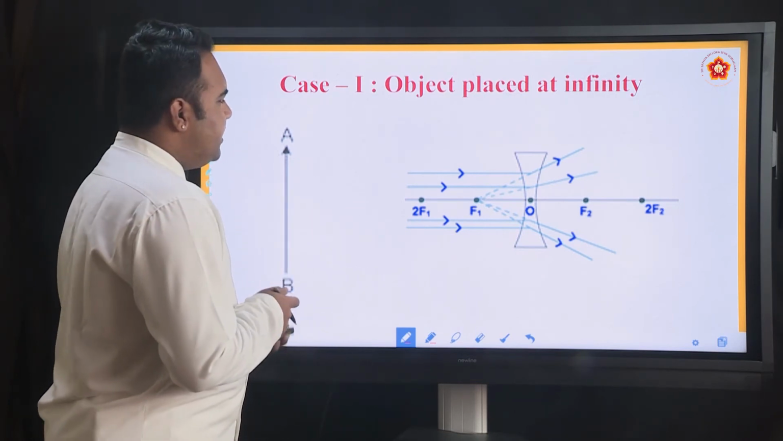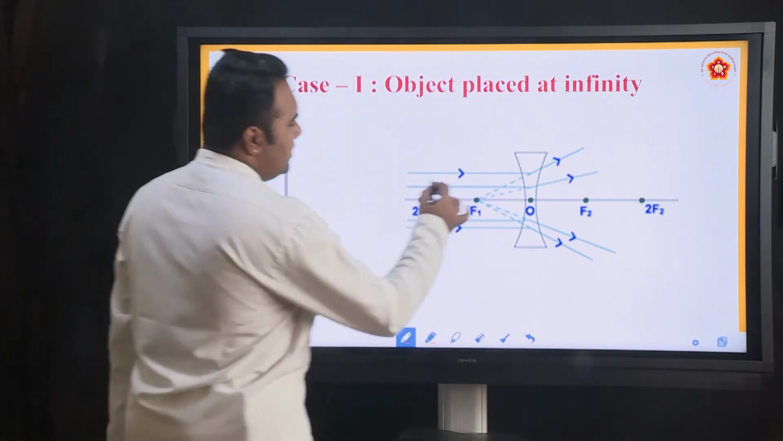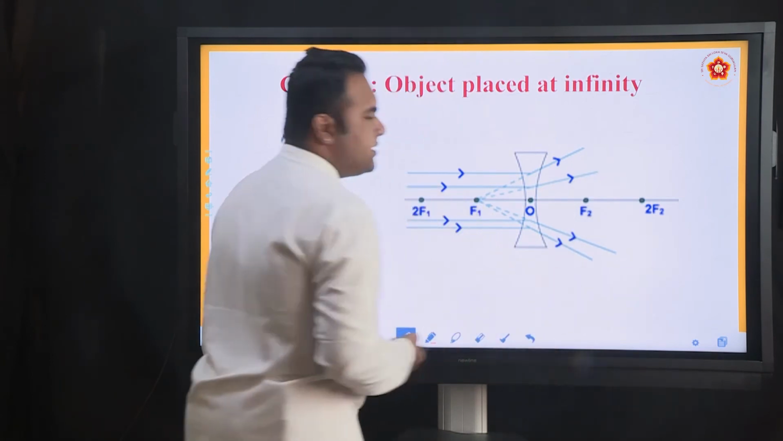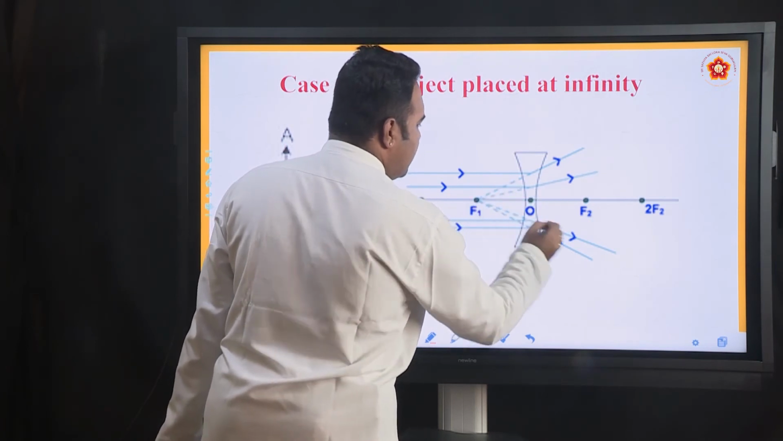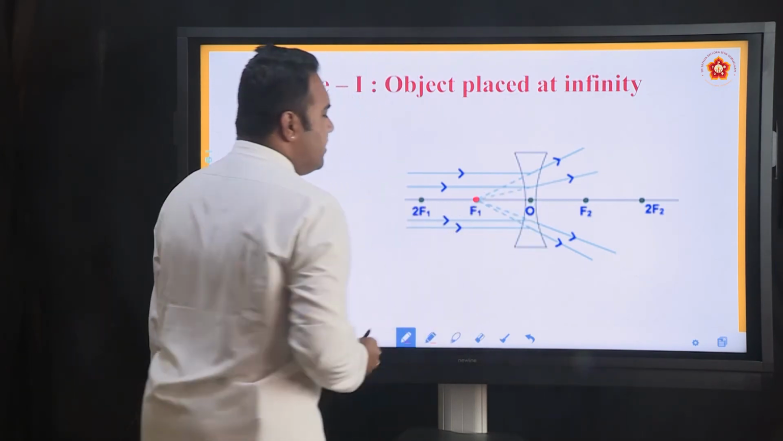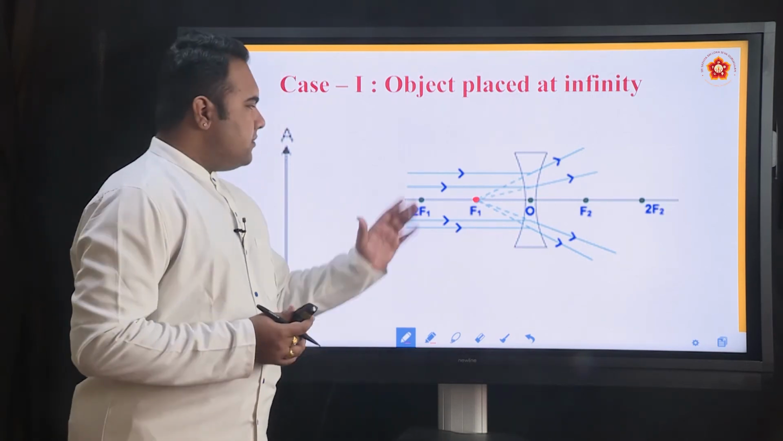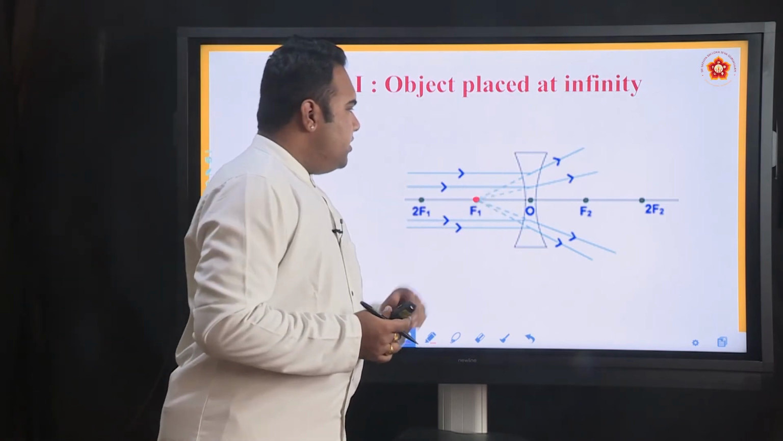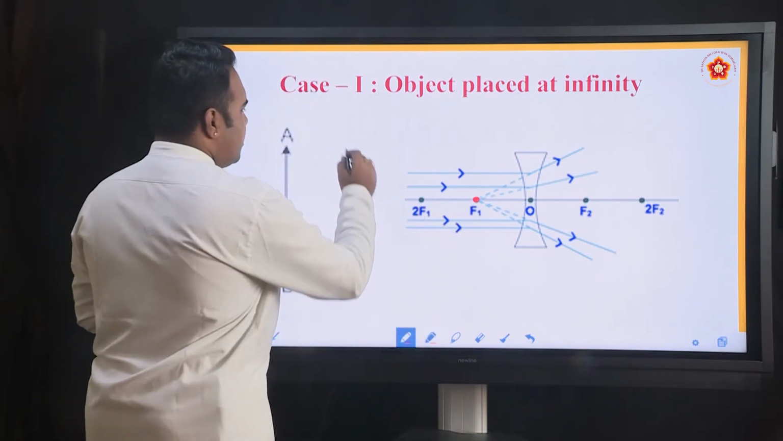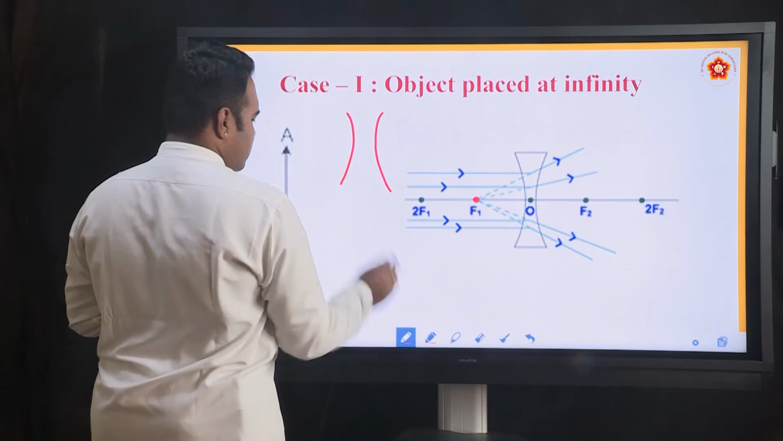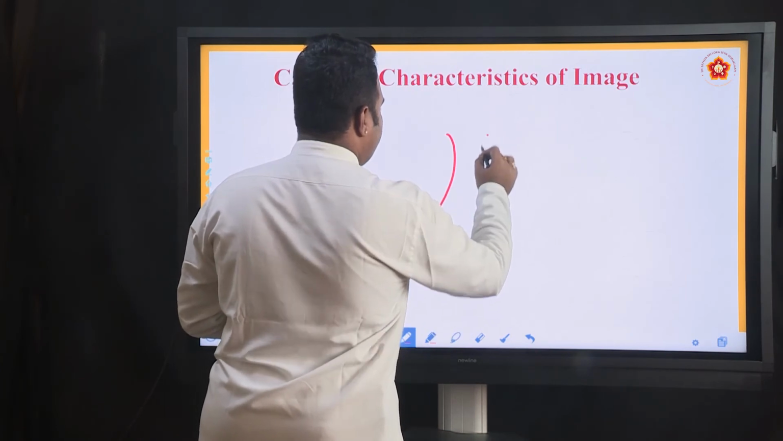Object is placed at infinity. What happens? All the parallel rays of light that are emerging from the object, after the refraction they diverge on the other side of the lens, and if you extend back these individual rays of light, they appear as if they are coming from the point F1, that is the principal focus of the concave lens. Similarly, how you draw your image formation for a convex lens, a concave lens you can draw. Let us do it here. Suppose you are drawing a concave lens.